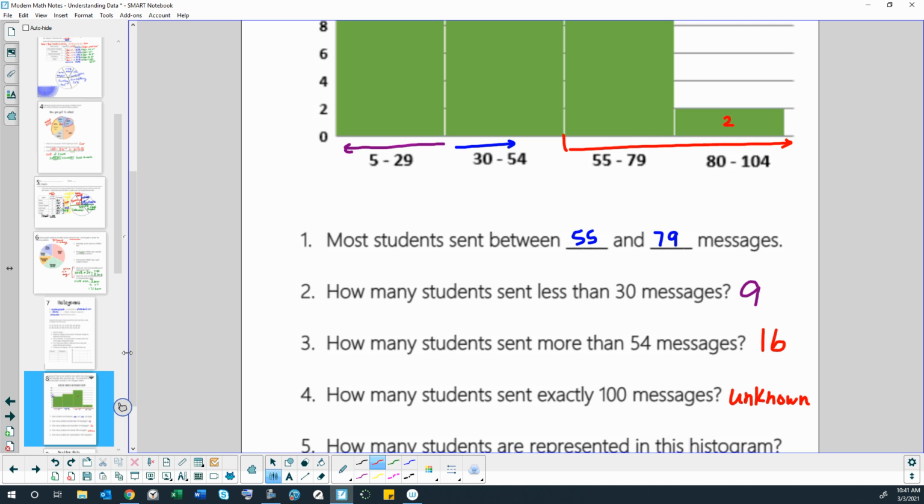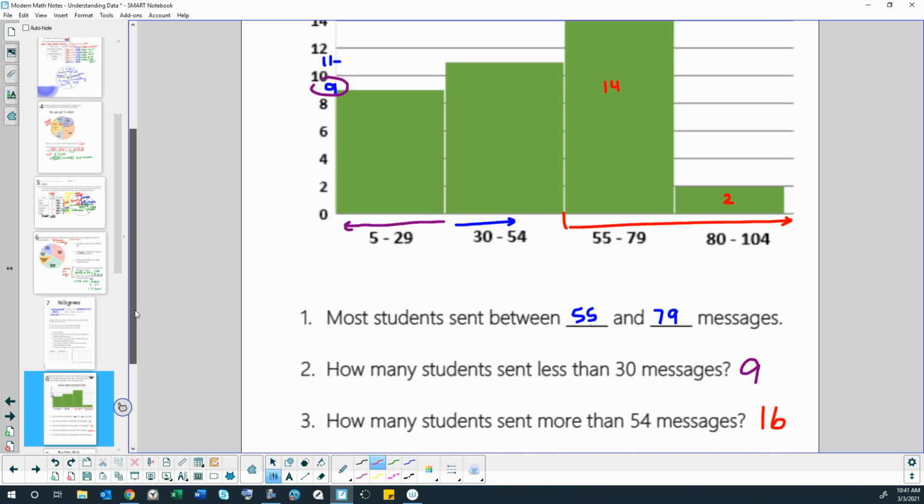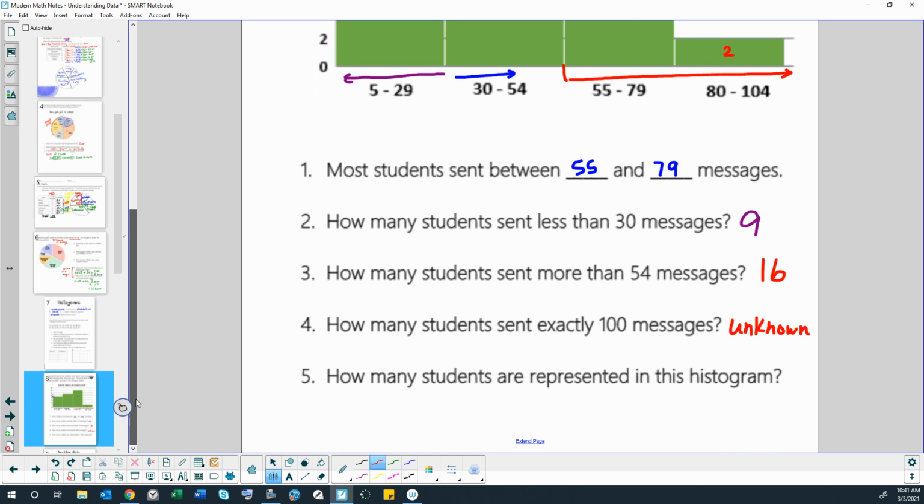And then the last question, how many students are represented in this histogram? So to find that answer, we would add 9 plus 11 plus 14 plus 2. So together, each amount in each part of our histogram, 9 plus 11 plus 14 plus 2, add up to 36 students total.